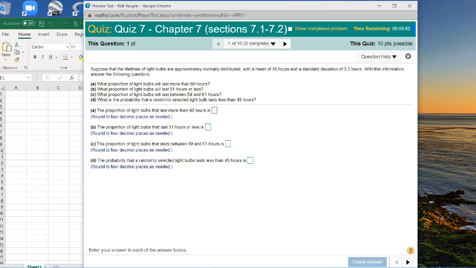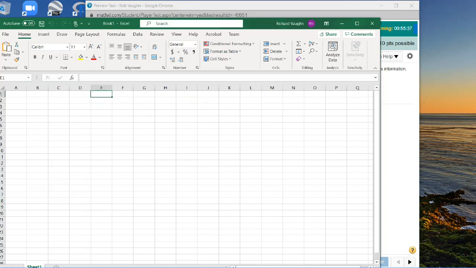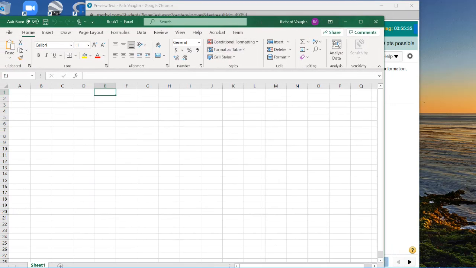So I'm going to show you how to do this in Excel, and I'm also going to make a point about Statcrunch. So in the first question here, we have a mean of 56, a standard deviation of 3, and then what proportion of light bulbs will last more than 60 hours. Now, if I were you, I would take something like Excel or Statcrunch. I'm going to do Excel first, and I'd make myself a little tool here where we enter the mean and then the standard deviation.